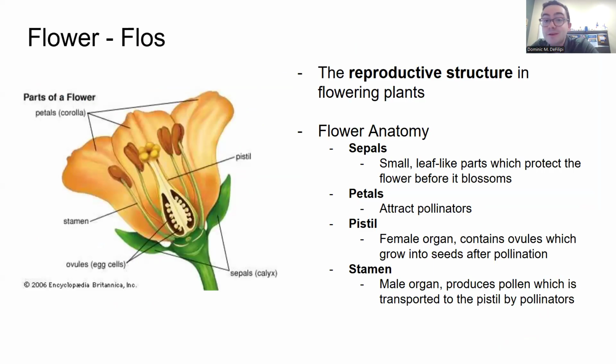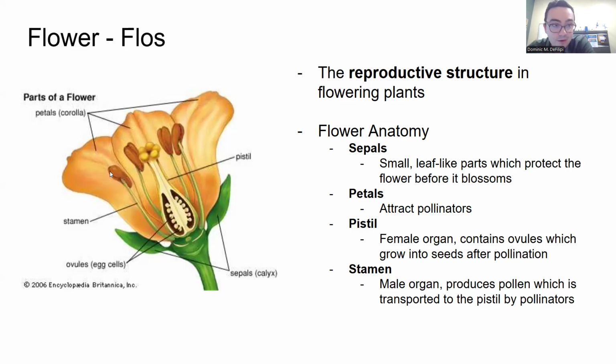Flower, the reproductive structure in flowering plants. So we're going to break down the basics of flower anatomy here, starting with the sepals. The sepals right here, otherwise known as the calyx, are small leaf-like parts which protect the flower before it blossoms. So when the sepals are closed, you would often call that a flower bud, right? And then those little protective leaves will open up, and then the flower will blossom. So that comes from the sepals.